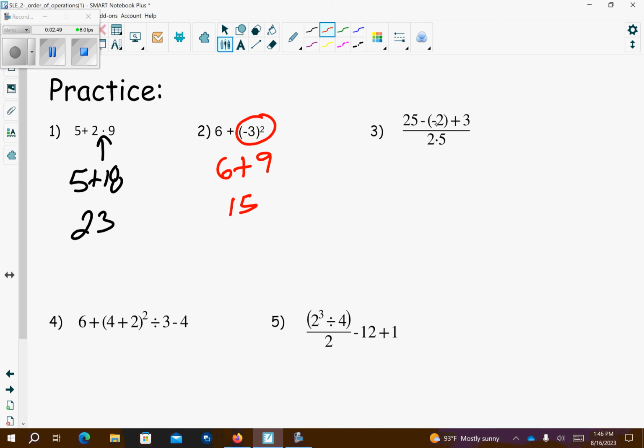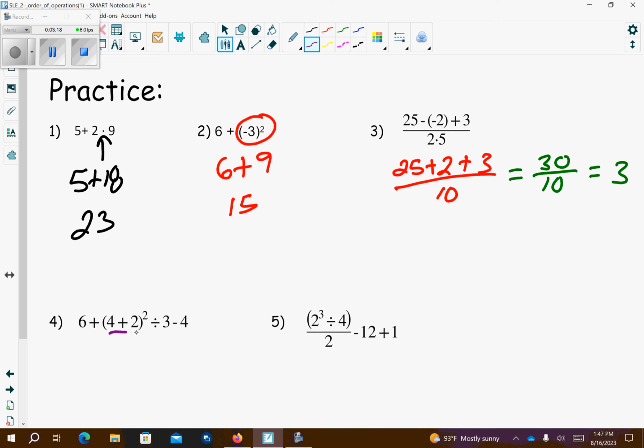Our next problem, notice we have the negative negative. So let's take care of that negative negative. That negative negative is going to become plus 2 and then plus 3. And then on the bottom we have 2 times 5, which is 10. Now everything on top needs to be added together before we divide. So 25 plus 2 is 27. 27 plus 3 is 30. And I get 30 over 10, which is a fraction or division. How many times does 10 go into 30? It goes 3 times, and there's our answer.